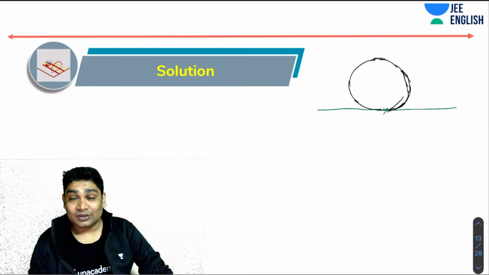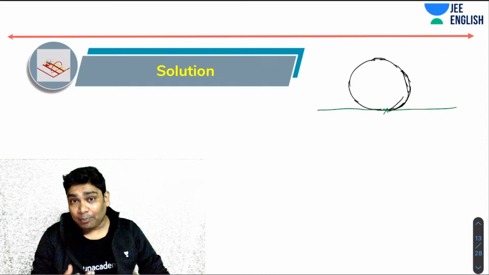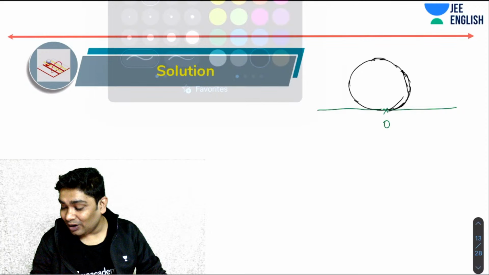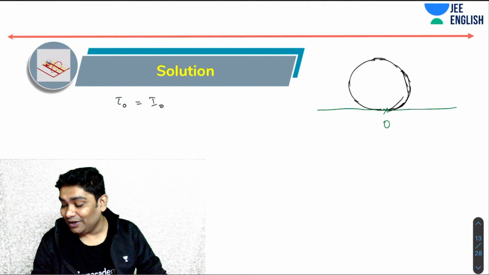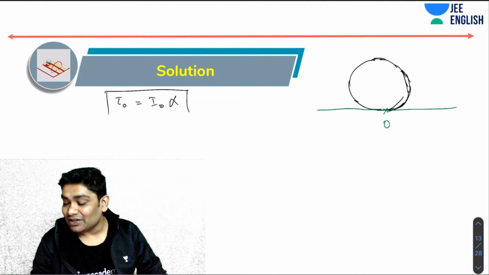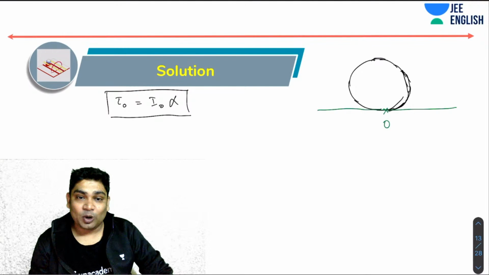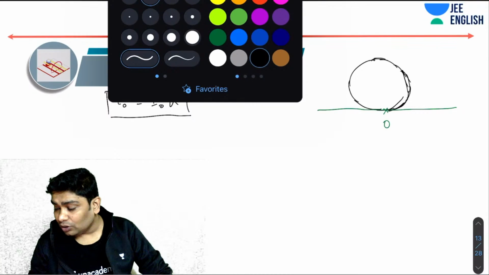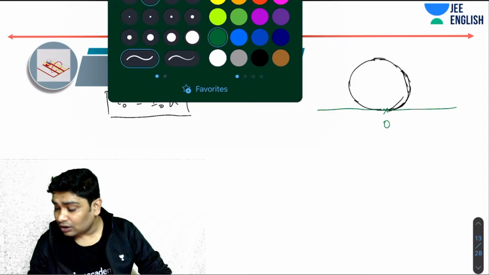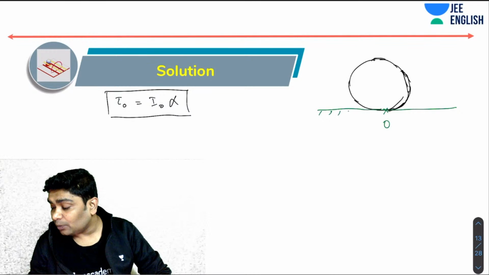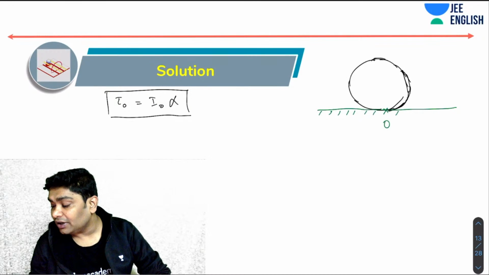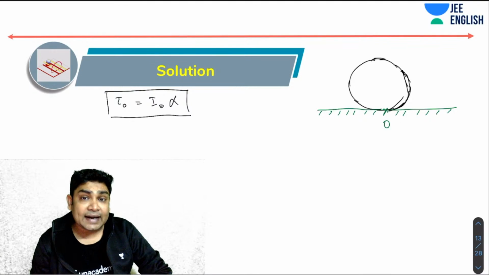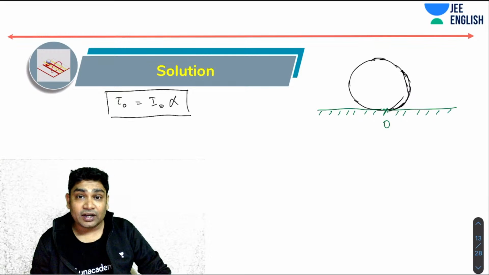The main problem is that we usually apply the equation tau about O equals I about O into alpha. You use this equation most commonly in cases of pure rolling. Now, what you don't realize more often than not is that O is a non-inertial point. O has an acceleration, even though it is the instantaneous center of rotation. So it has no velocity, but it has an acceleration. That is where the problem arises.